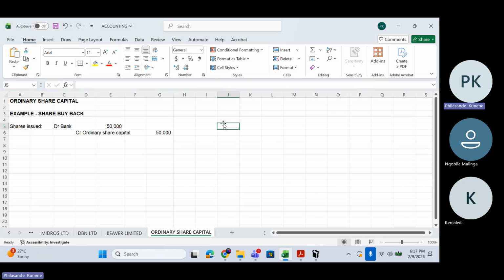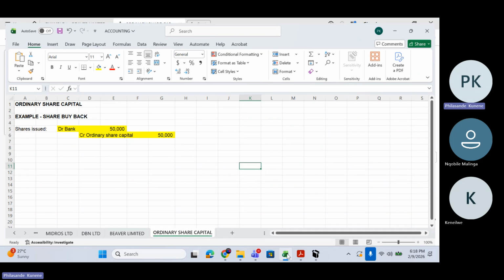Debit bank, we're receiving cash, because when we receive that application form, it goes with cash, and that cash goes straight to our bank account. I have to debit the bank. Bank is an asset and it increases on the debit side. Ordinary share capital will be credited because that is an equity account and it increases on the credit side. Assets increase on the debit side, equity increases on the credit side. That's why I record the transaction like this. Debit the bank and credit ordinary share capital.